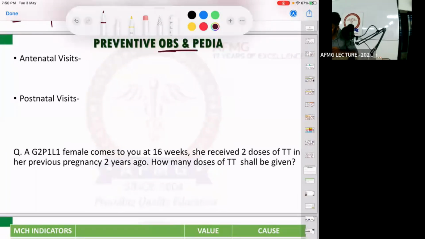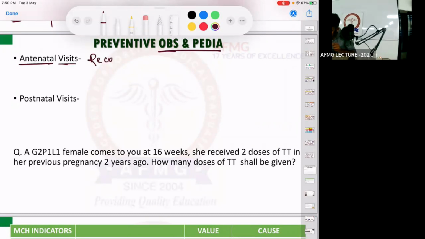Preventive, obs and pedia are important, everyone knows them. What is the question from gynae? Everyone should be active quickly. Antenatal visit. That means a patient who is pregnant will go to the hospital. Pregnant patient going to the hospital. That is what is antenatal visit.